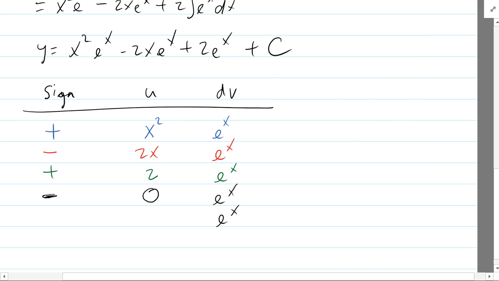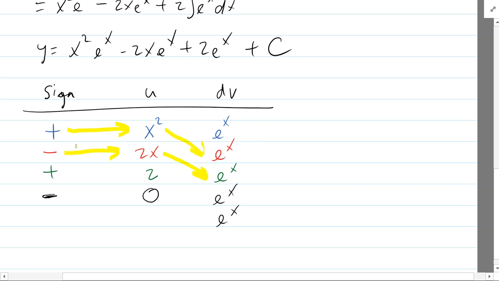You're going to follow a path. You're going to start on the first line, you're going to go straight across. So it's going to be a positive, so it's positive 1 times x squared, and the x squared is times 1 row down e to the x. Then you're going to go to the next row. You have a negative 1 times 2x times e to the x.